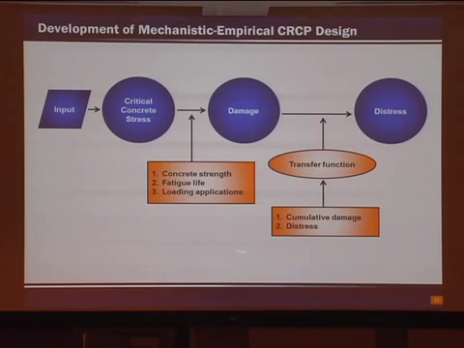This is the flow chart for the ME design. Basically, from the information you provided, the design procedure will calculate the critical concrete stress in the slab, and based on the fatigue model and also the load applications, the damage will be calculated for each month during the design life. From the damage, and also using the transfer function, you predict the distress, which is the failure mode for CRC.